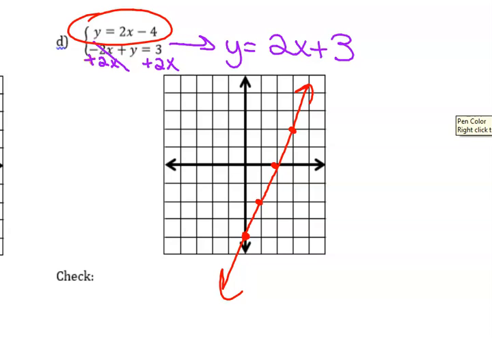This is interesting. So, if you notice, something is similar. They both have the same slope. Their slopes, or their m's, are both 2. So when that happens, that means that there's no solution.